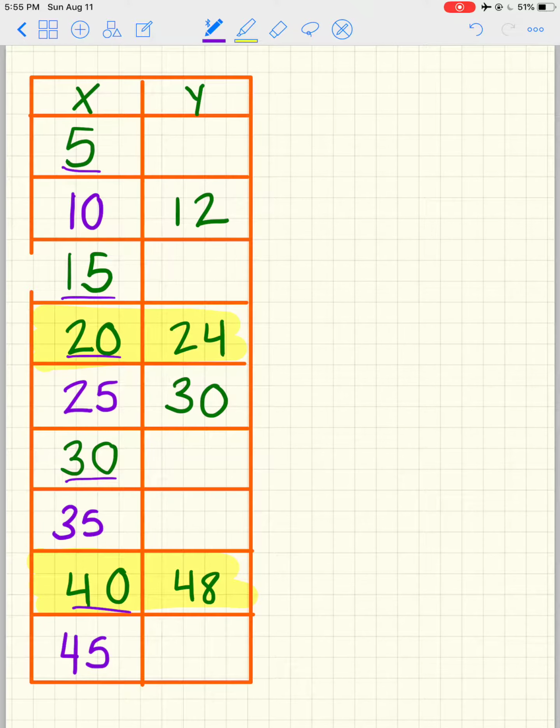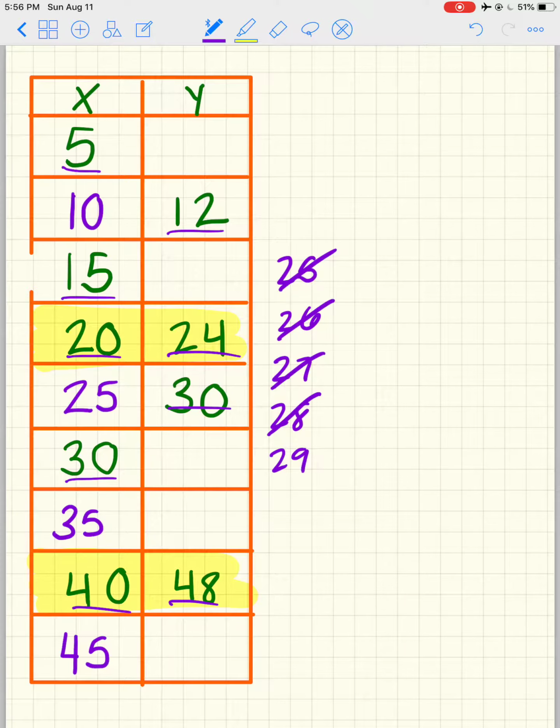Now let's look at the right side, our y values. We have a 12, a 24, a 30, and a 48. Once again, I'm going to look at these 2 numbers because they're already filled in. Those are the ones I go off of to find my pattern. So I have 24, it's not 25, not 26, not 27, not 28, not 29, oh, but it is 30. So I see that they skipped 1, 2, 3, 4, 5, then put the 6th number down. So they're adding 6 each time. They're skipping 5 and adding 6.